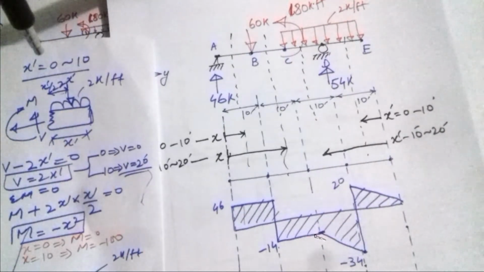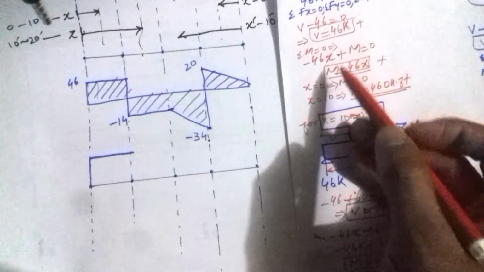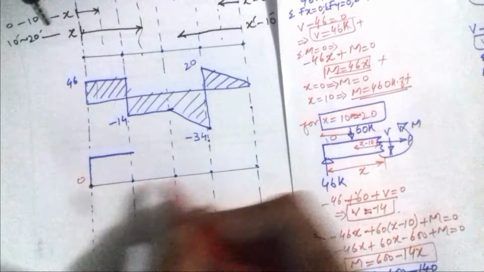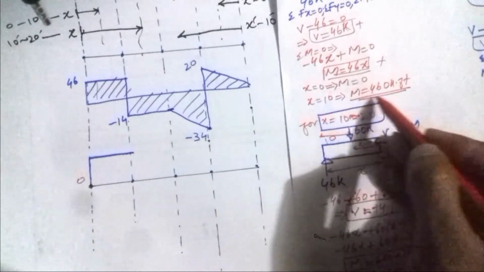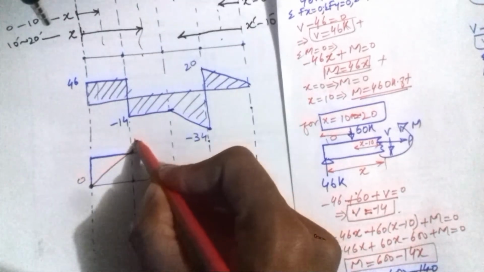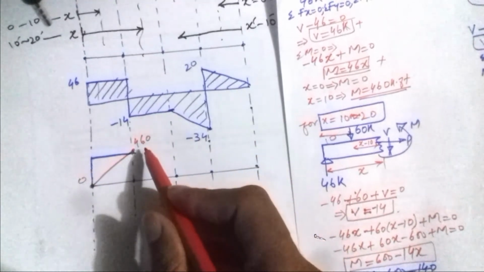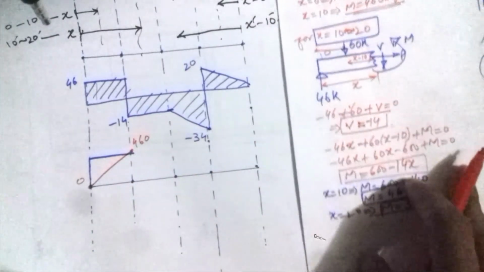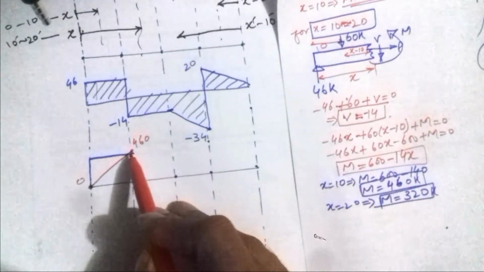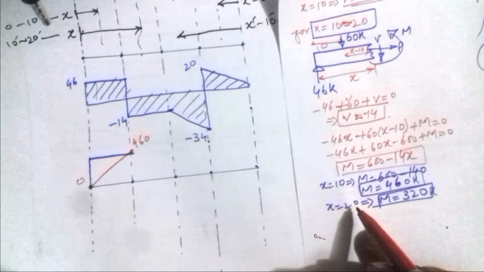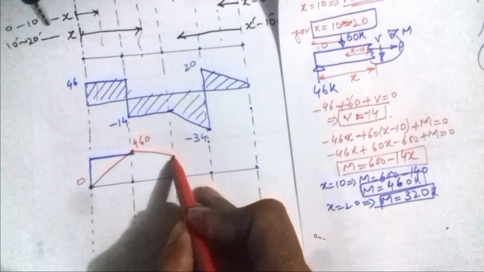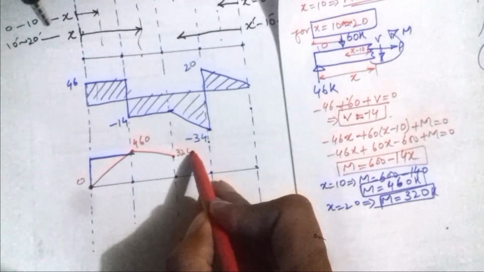So now the next step is the bending moment diagram. For the first section, we know that when x is 0, the bending moment is 0. So this is the point, the bending moment is 0. And when x is 10, the bending moment is 460. So we move upward like this, 460. From there, in our next section, when x is 10, the bending moment is 460, so here it is already 460. And when x is 20, the bending moment goes to 320. So we move downward slightly and we go to 320.